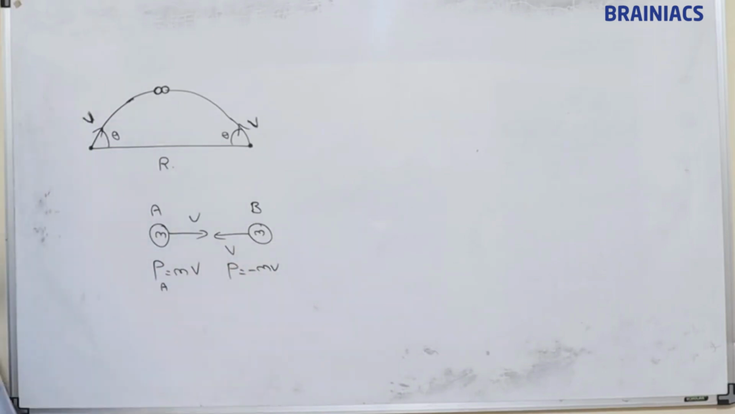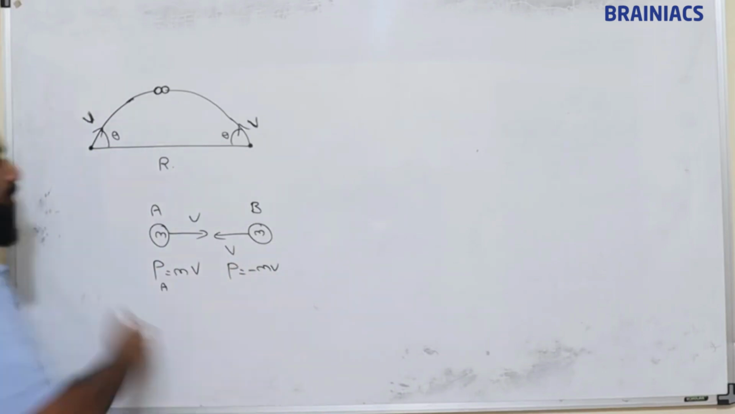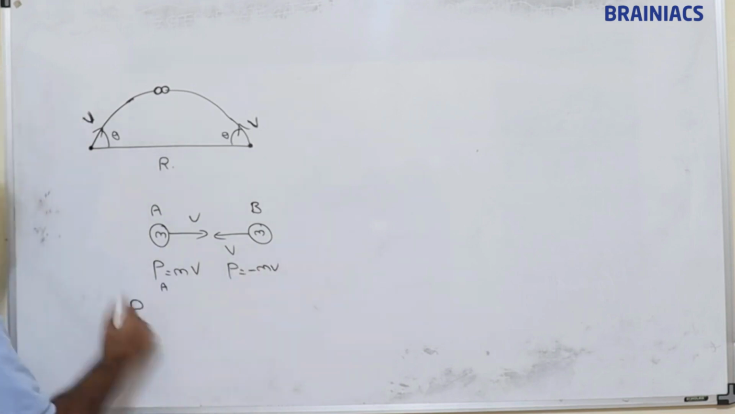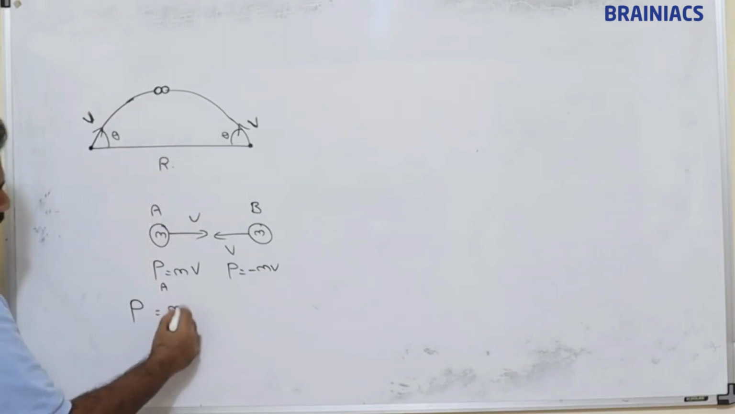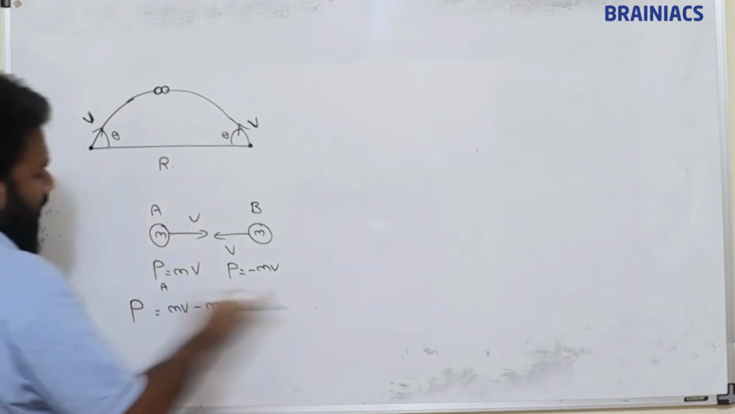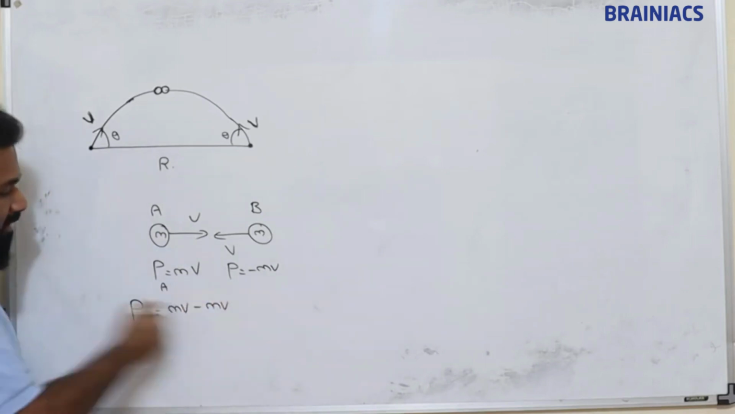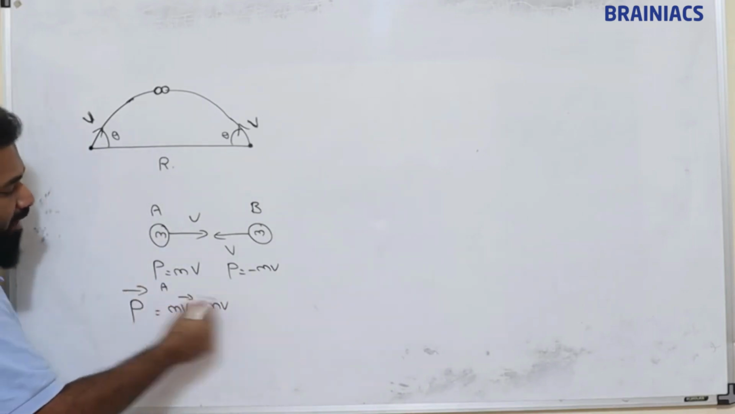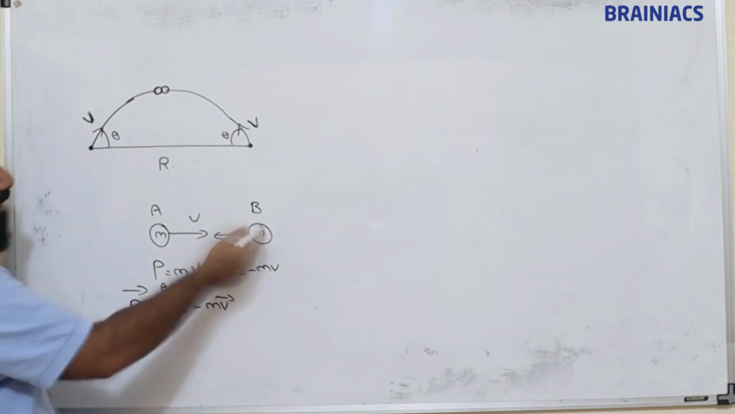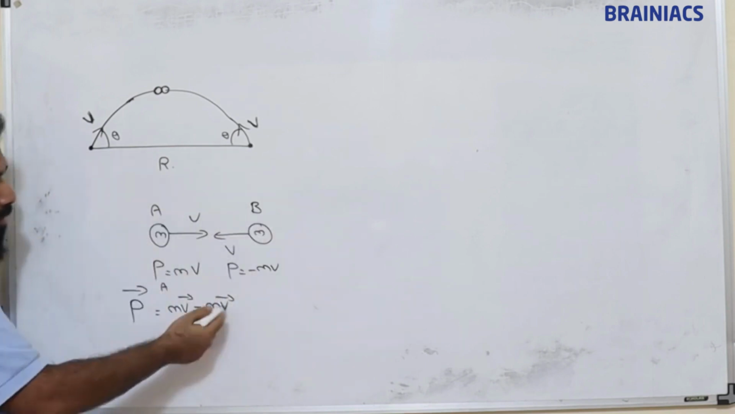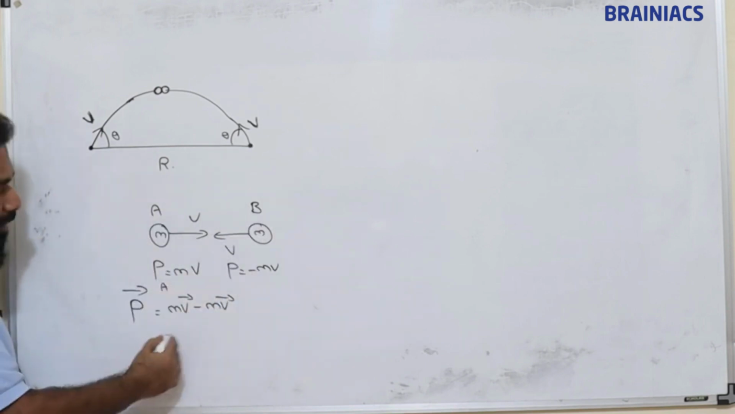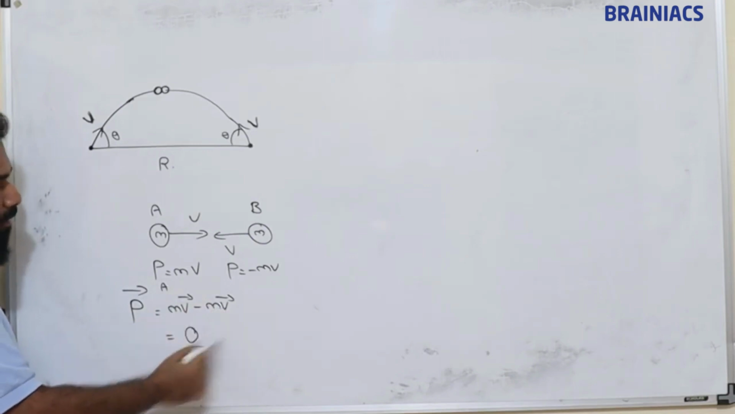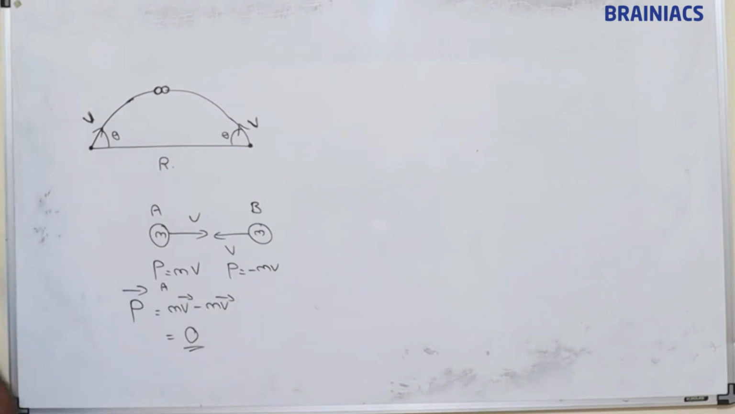So the question is the momentum of the system. This is nothing but mv minus mv. Since they are vectors, we need to add vectorially, but they are equal and opposite, so simply if we take a sign, things will be done. So the answer is 0.